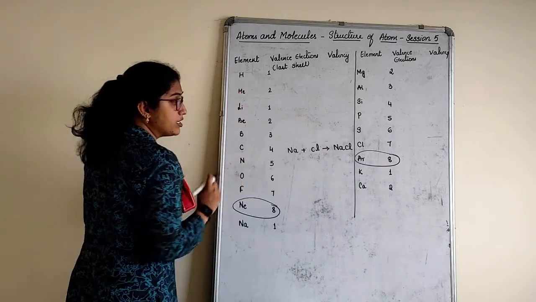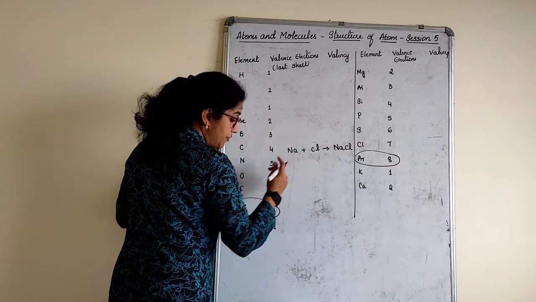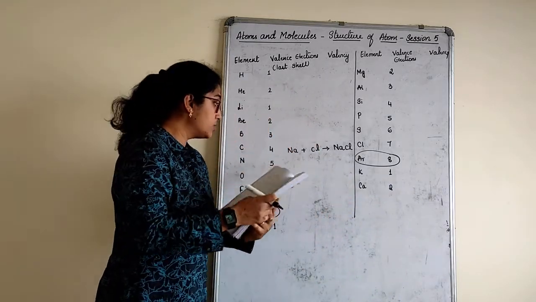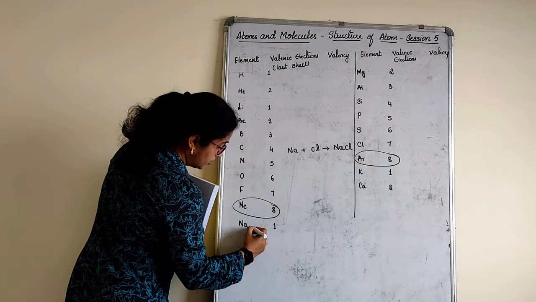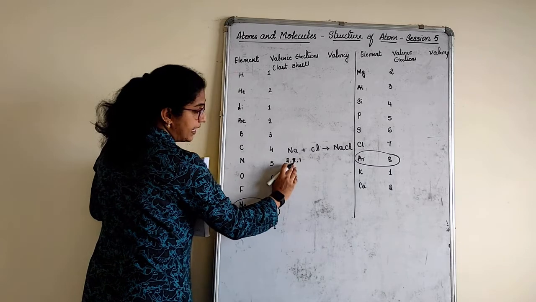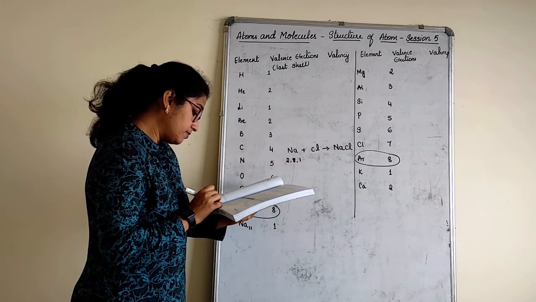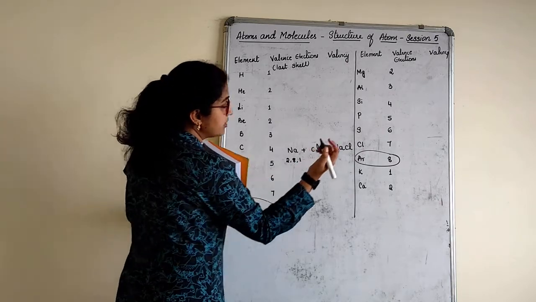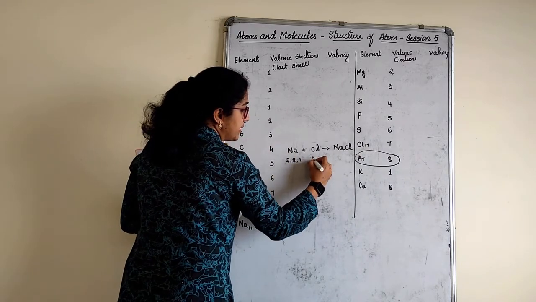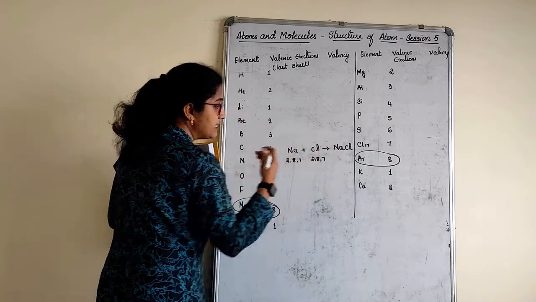For example, what is sodium's configuration? Where did sodium go? It's here. Sodium is 11, right? So it is 2, 8, 1. Chlorine's configuration will come up to 17. Where is chlorine? Chlorine is here. So chlorine's configuration will be 2, 8, 8 plus 2 is 10, and 7.